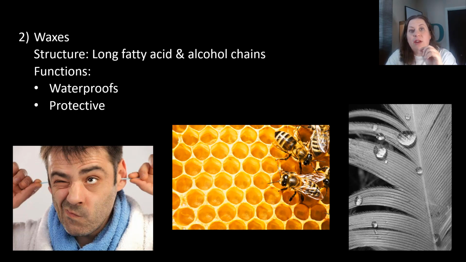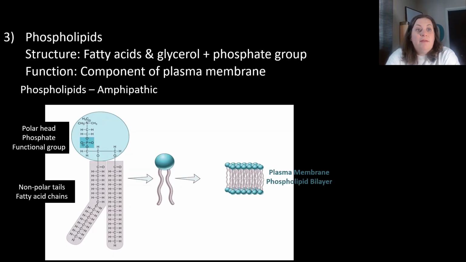And we also see there's a waxy kind of film on plant leaves that they call a cuticle. This is to help protect the leaf from water being lost, okay, from inside the leaf out. And so this is why water droplets will kind of pool and not really stick too much to the leaf. The next fat we want to talk about are phospholipids.